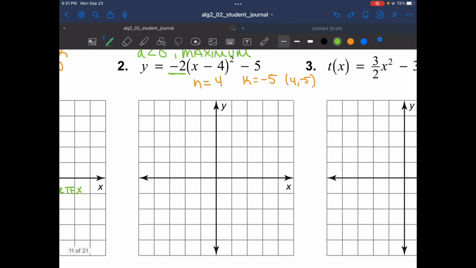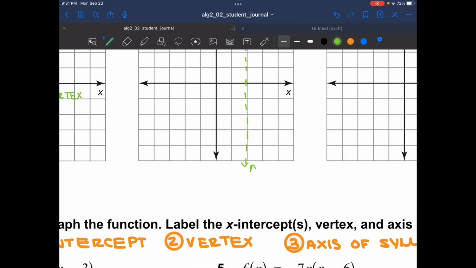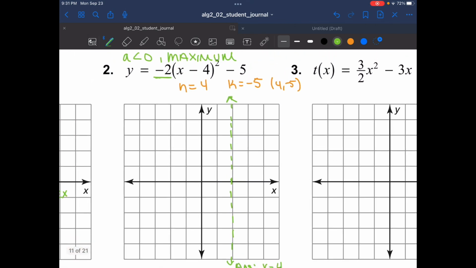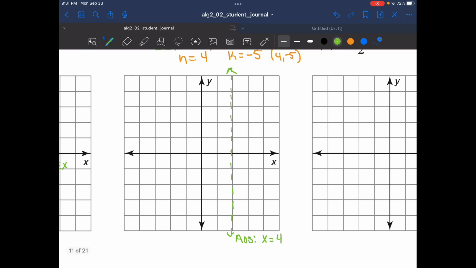So I'm going to go ahead and draw my lines first. And so I know that I'm going to have an h at 1, 2, 3, 4. I'm going to go by 2's for this one. So 2, 4. So here's my axis of symmetry at h equals 4. So AOS is x equals 4. Then we have our vertex at 4, -5. So 2, 4, -5.